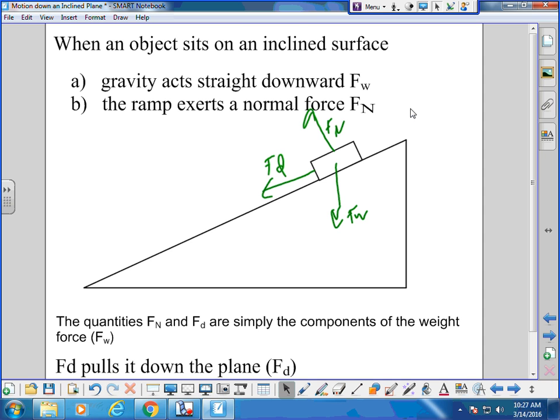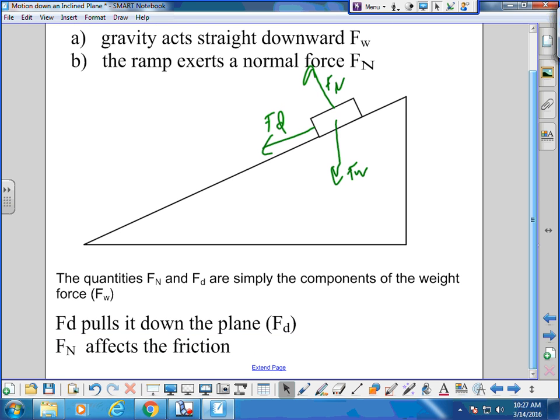Okay? So the quantities Fn and Fd are simply the components of the weight force. Fd pulls it down the plane. And the Fn affects the friction. Now, I haven't really shown you where this Fd comes from. That's on the next slide. It has to do with gravity. It's the component of gravity that acts down the plane.